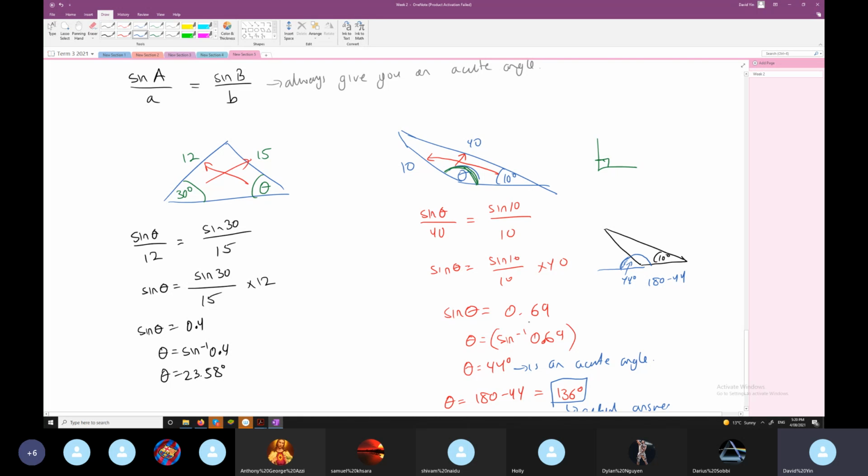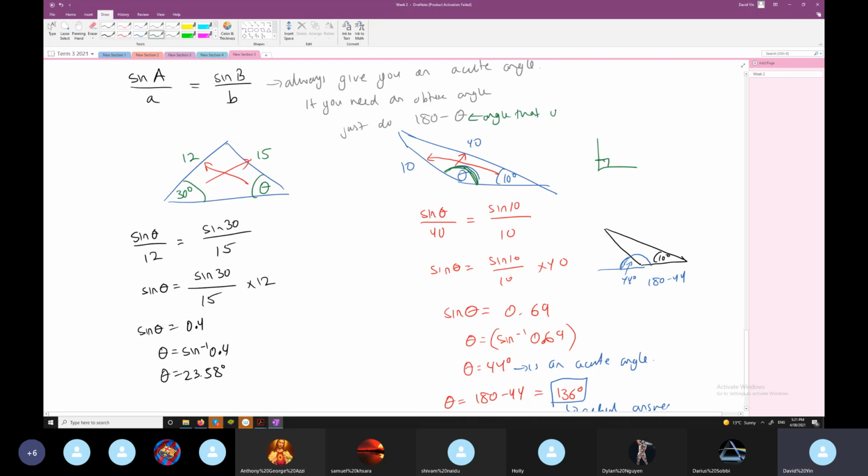Just to go back to my previous point, this will always give you an acute angle. If you need an obtuse angle, just do 180 minus theta, which is the angle that you calculated. So this is the angle that you've calculated.